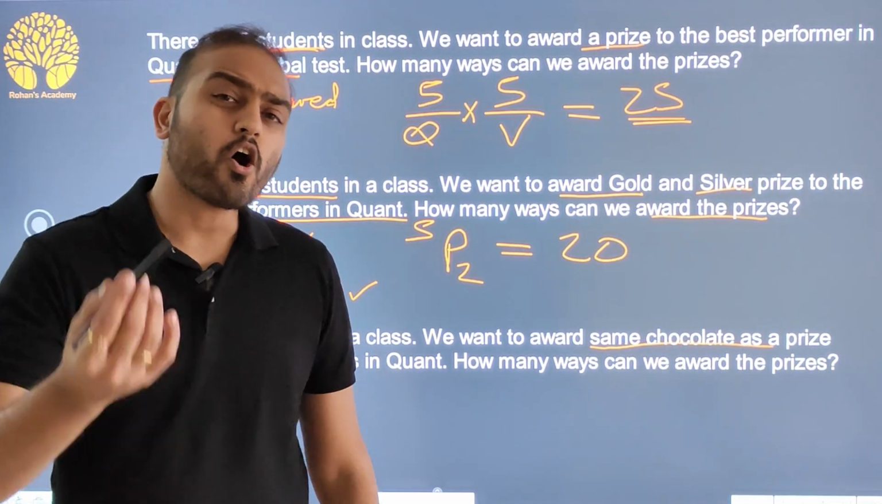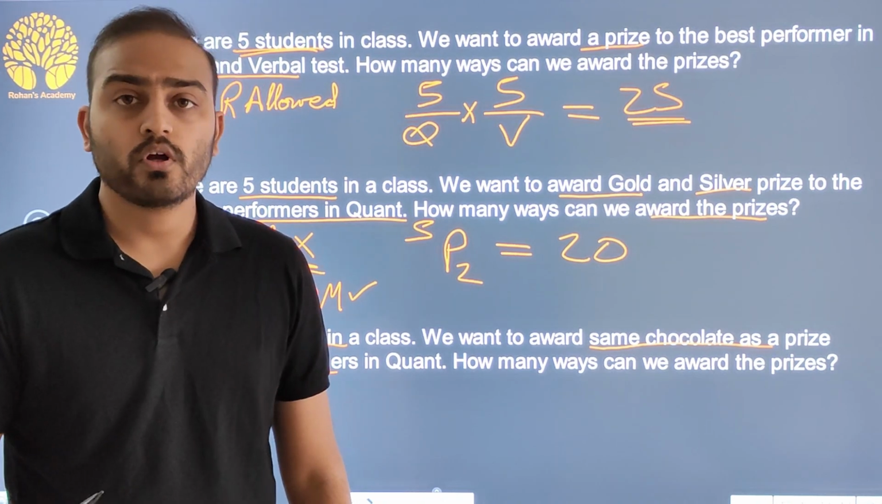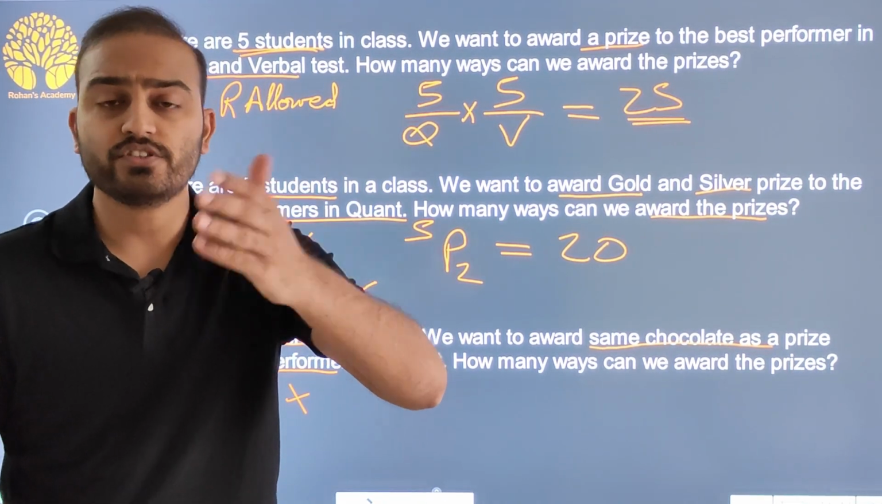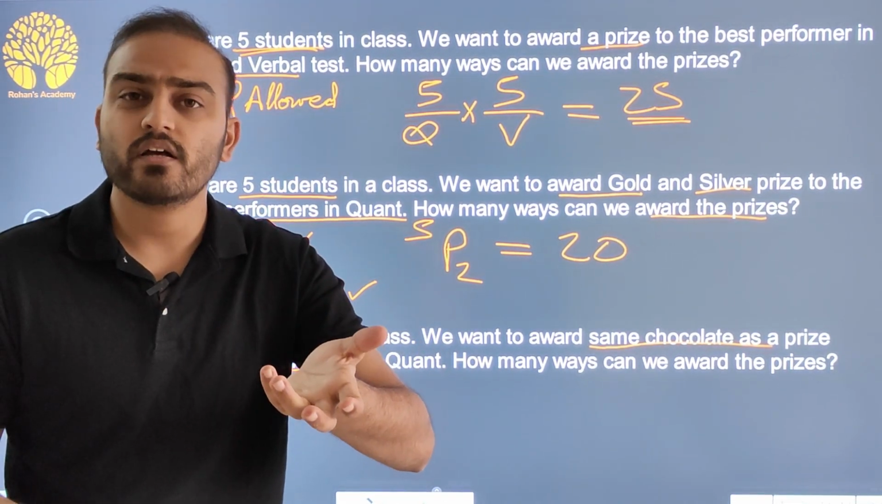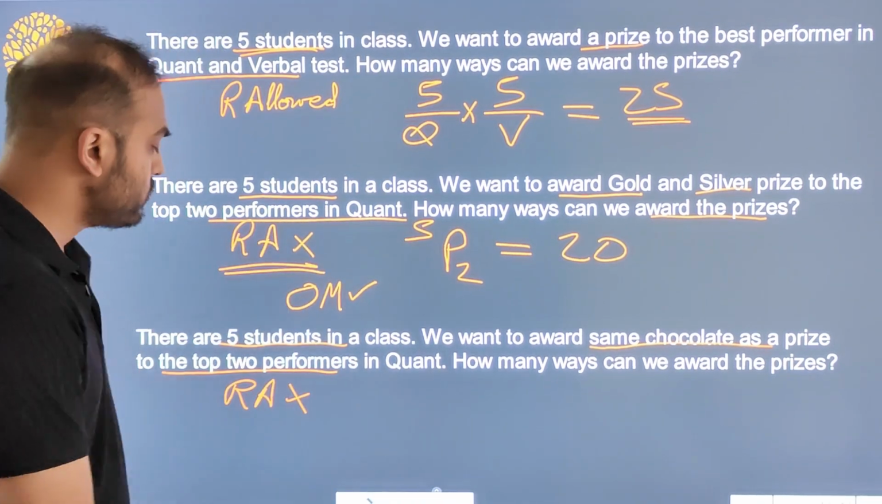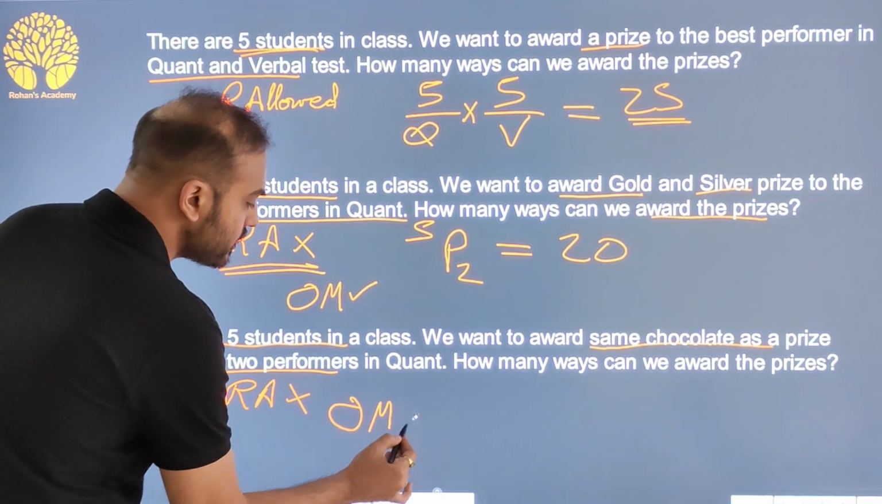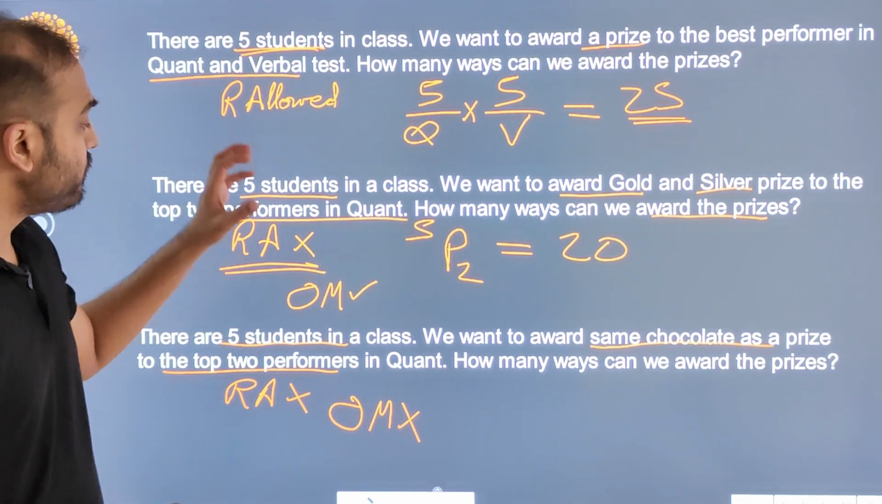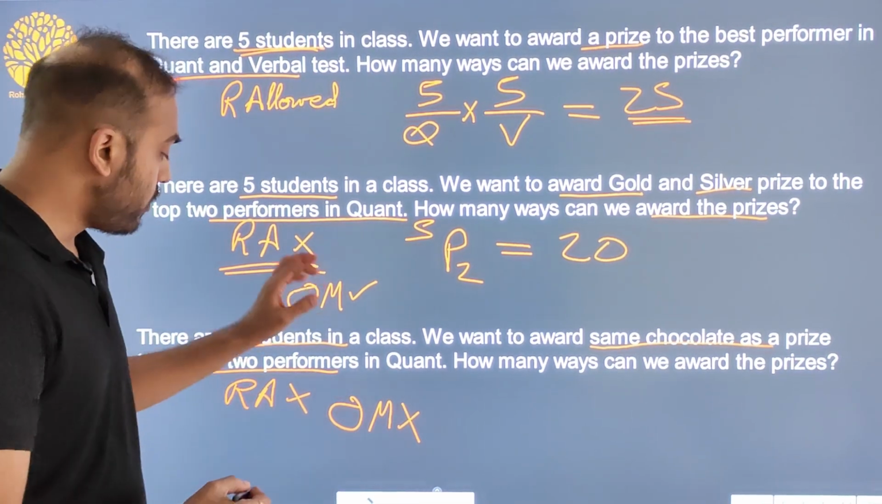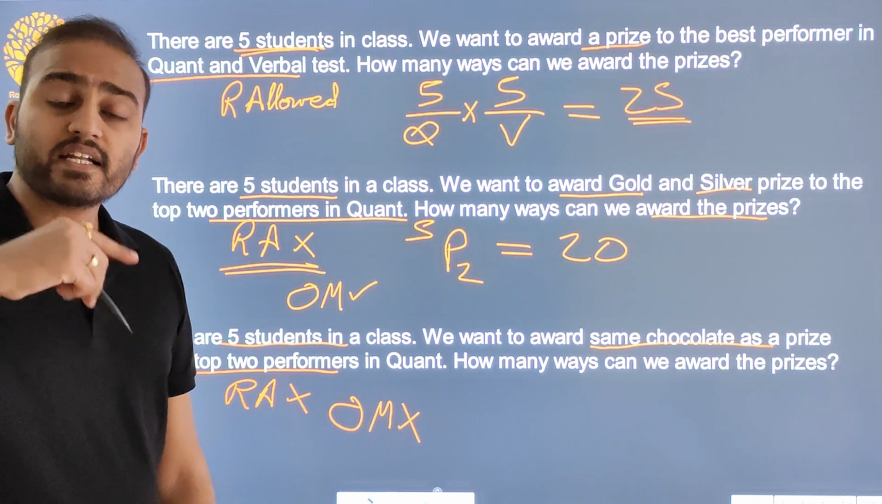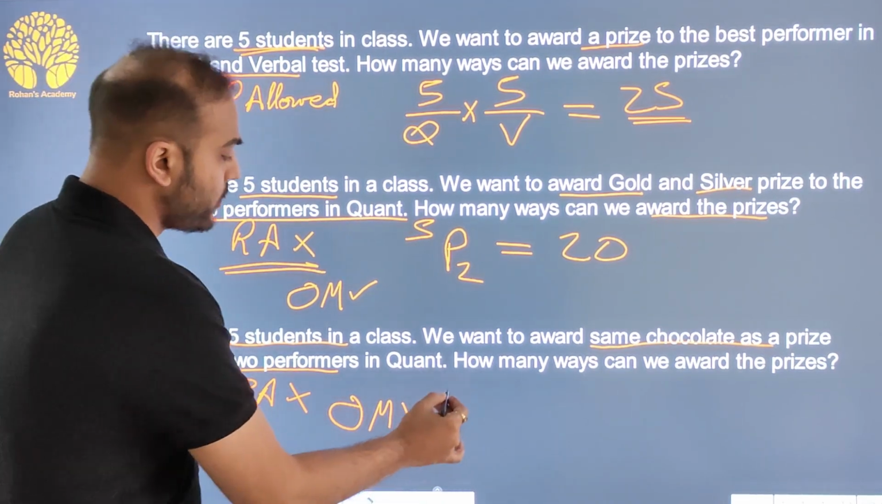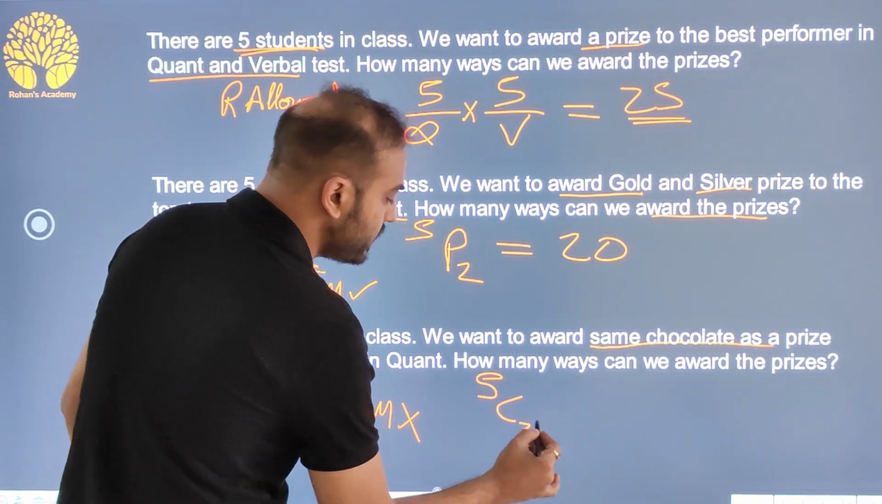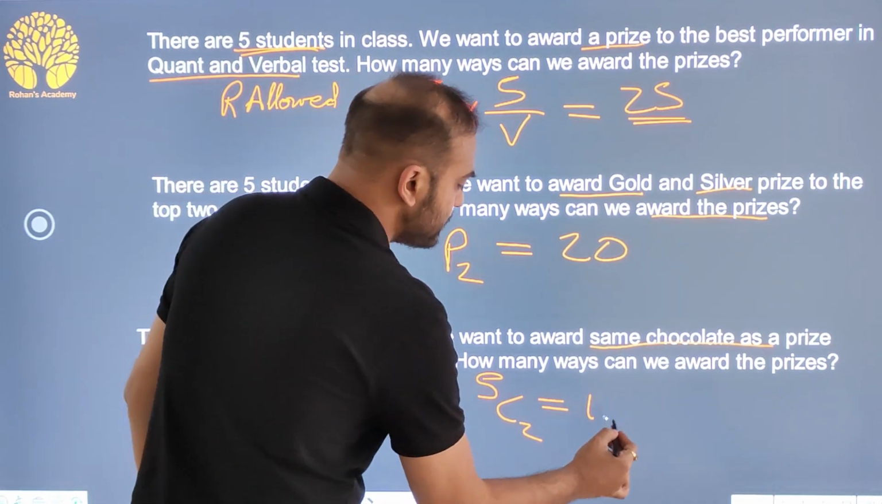Now, does the order matter? No, because irrespective of whether you come first or second, you are getting the same chocolate. So how does it matter? So we say order matters, answer is no. So if repetition is not allowed and order also does not matter, that is when we use combination. So we have 5C2, which is 10.